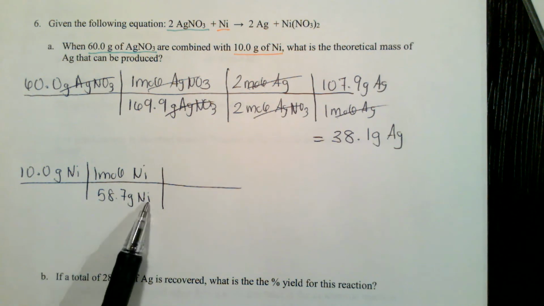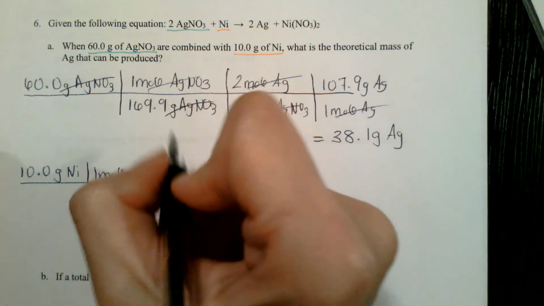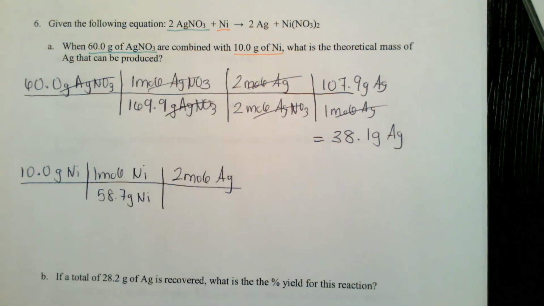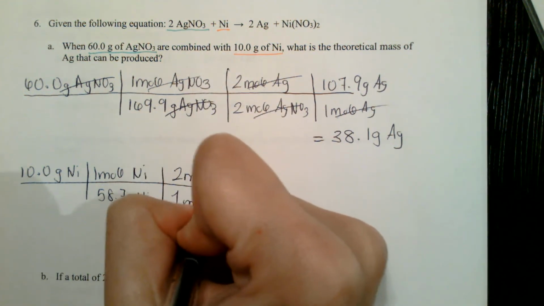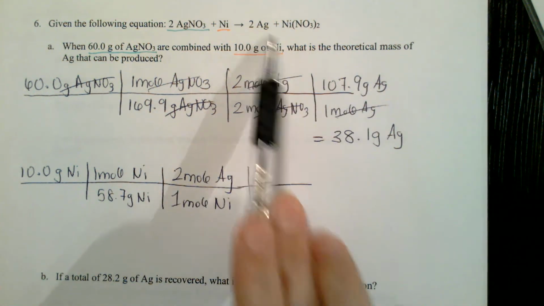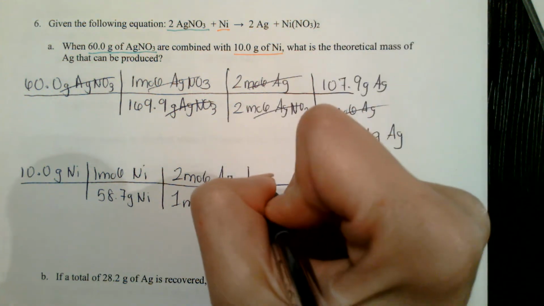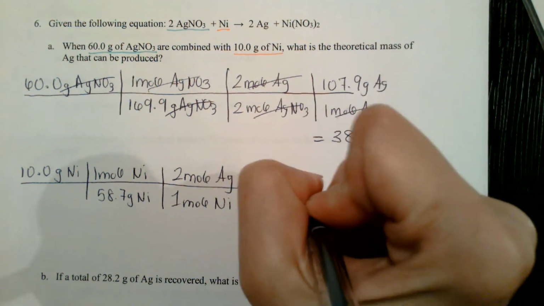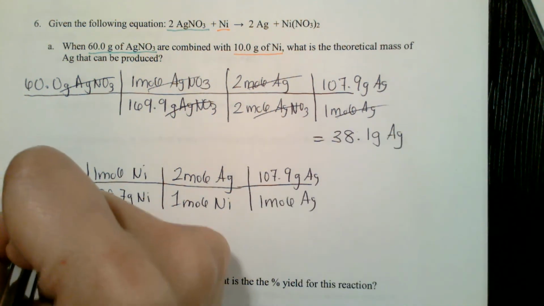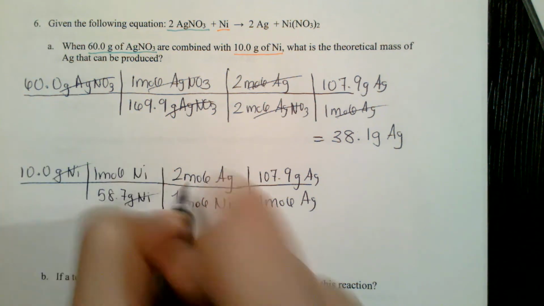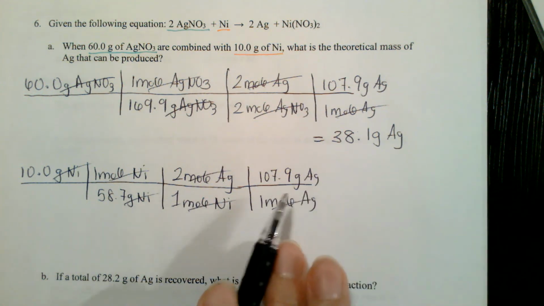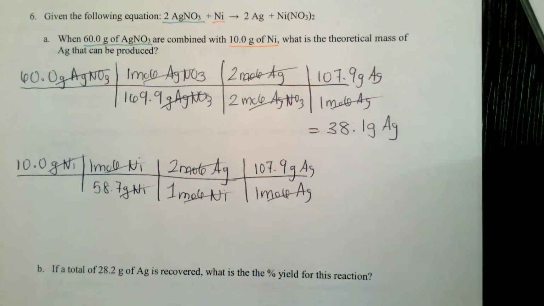Looking now at a mole ratio, that 2 is still the same, so 2 moles of silver. Now we only need 1 mole of nickel. And then we want to convert this to mass, so this is the same: the 107.9 grams of silver for every 1 mole of silver. If we go through and make sure our units cancel: grams of nickel gone, moles of nickel gone, moles of silver gone, just left now with mass of silver.